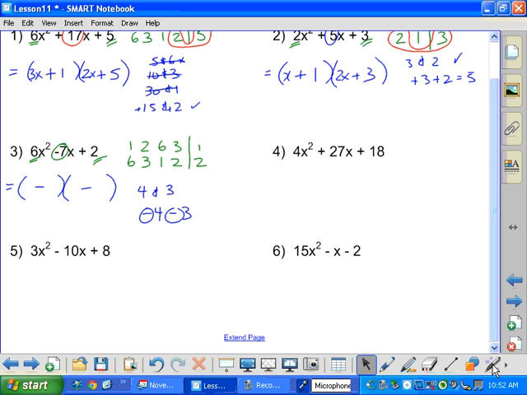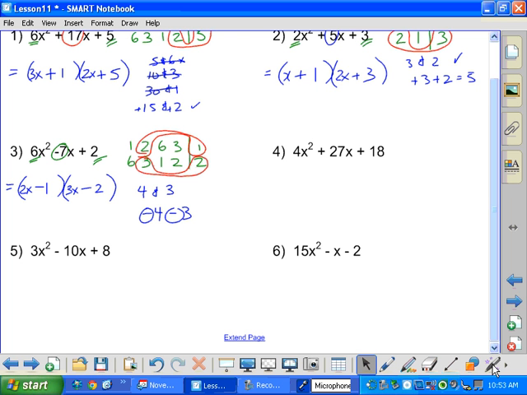I know that. Who's partnered up? These two are going to be in the same bracket. And these two are going to be in the same bracket. So I'll have 2x minus 1 and 3x minus 2. All right. And there we go. And you always check with distributing it out.